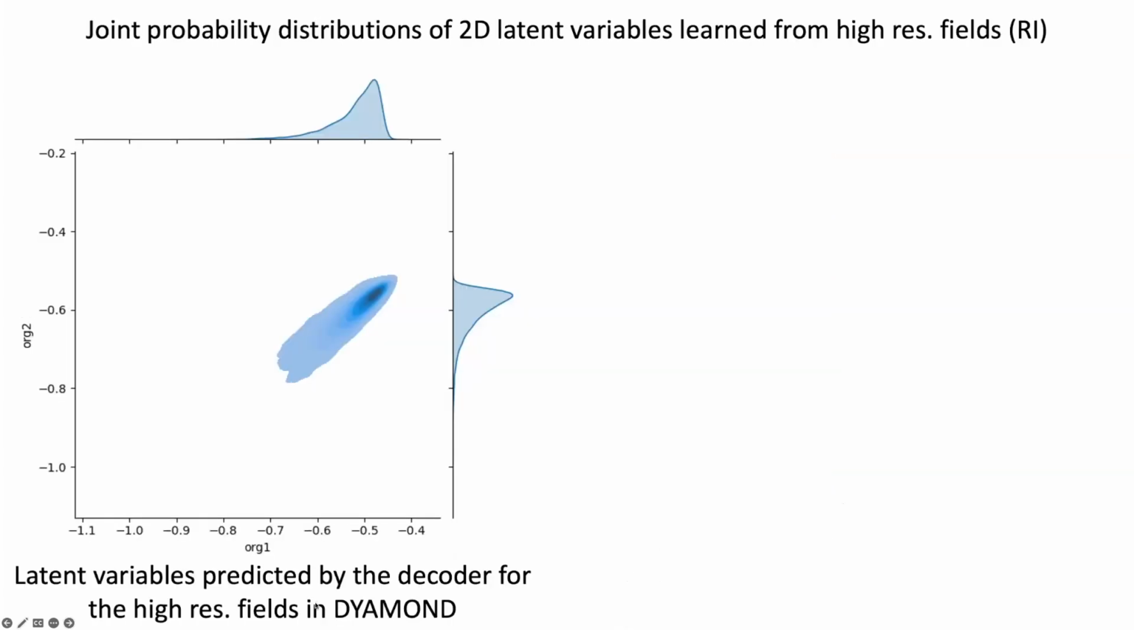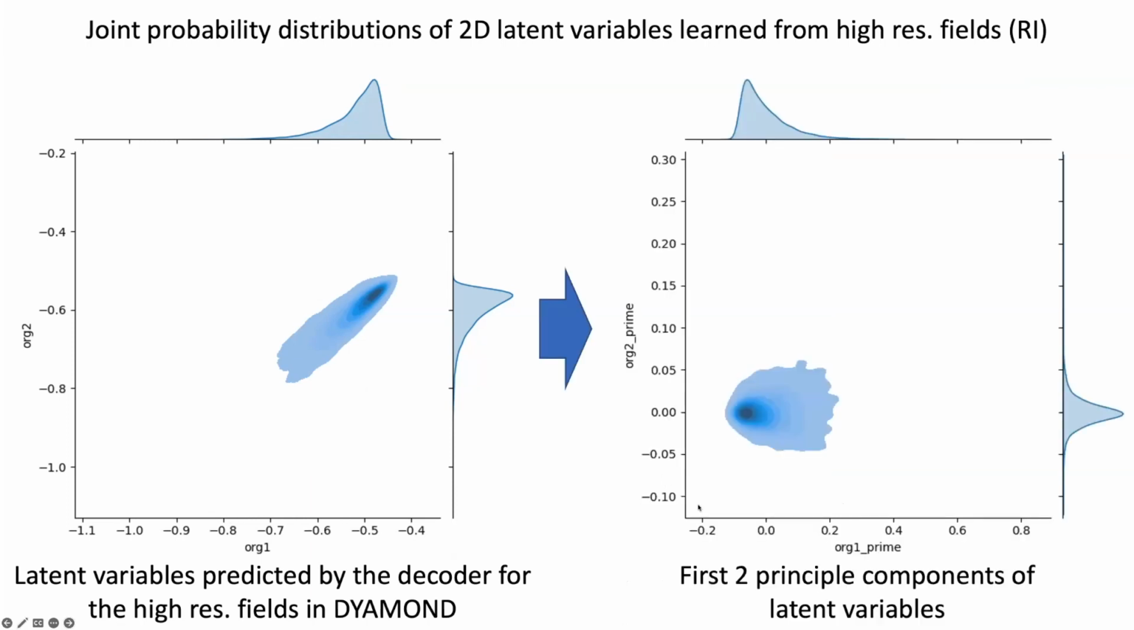So one thing that I've just tried is to apply a principal component analysis to org1 and org2. And then here I'm plotting the distributions of the first 2 principal components of the latent variables. So now you can see, at least for org2, it's much more Gaussian. Org1 still has kind of a long tail.